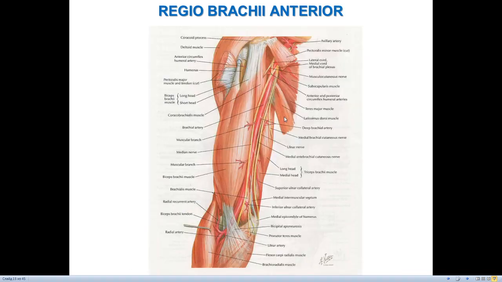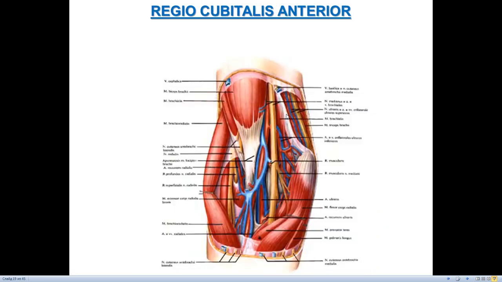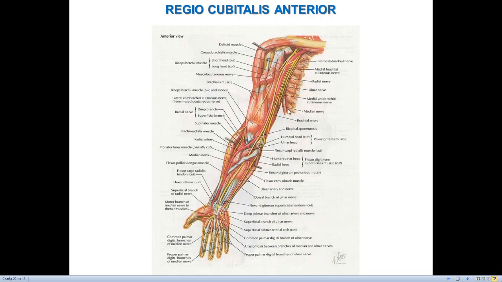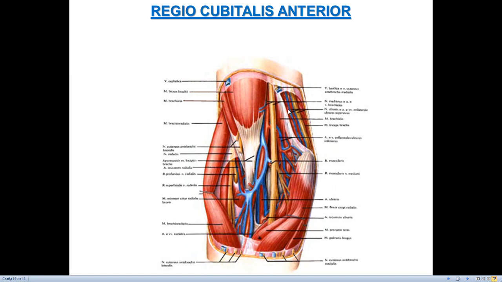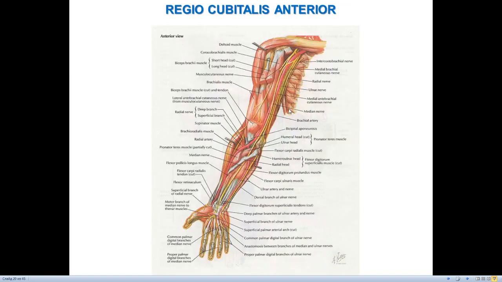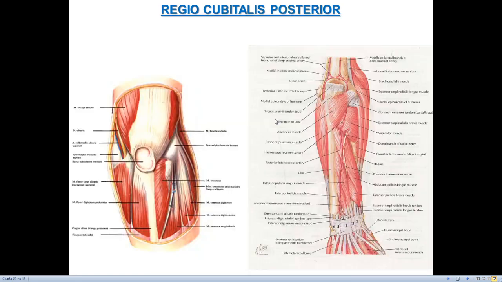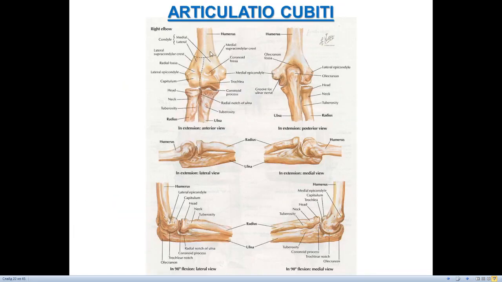Articulatio cubiti. Elbow joint, as you can see here from this picture, is formed by three bones: humerus bone, ulnar bone, and radius. This way here are formed three joints.